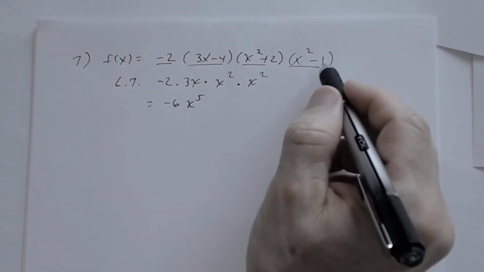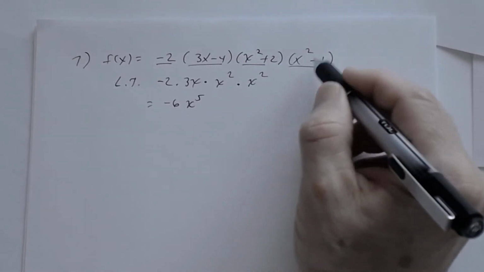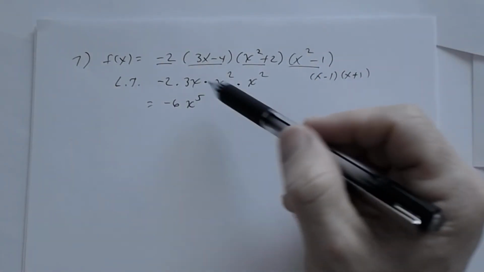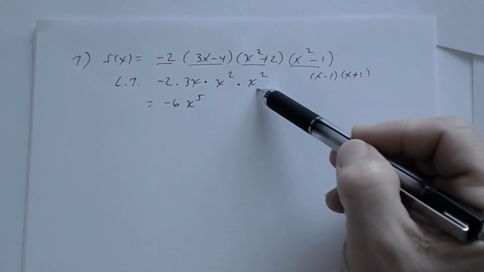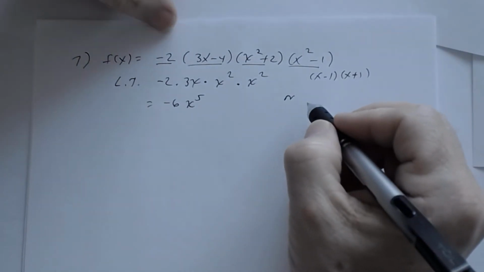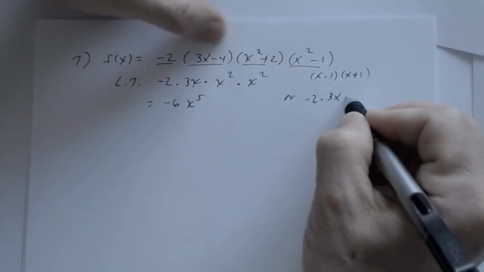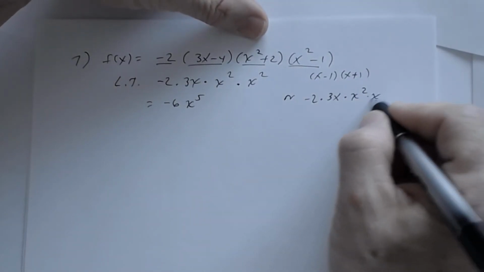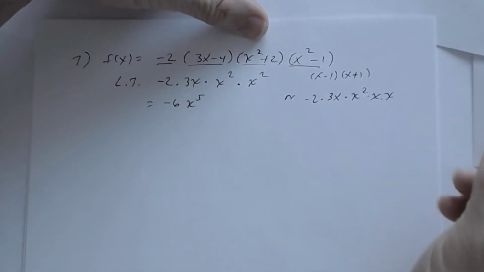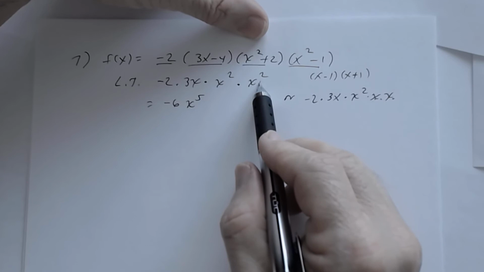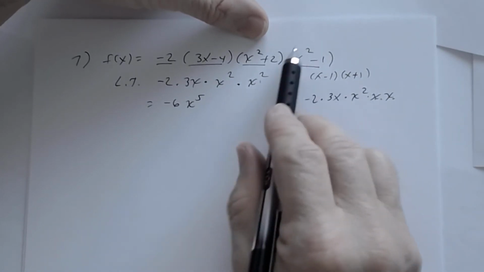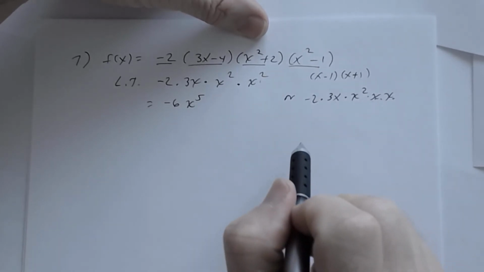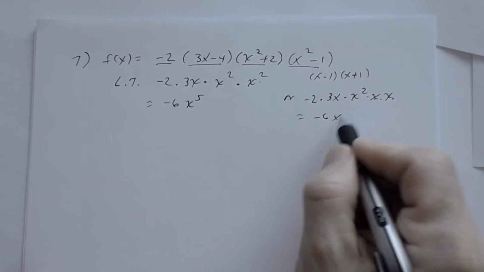Now, before I go on, I want to show you something. You see here, I could have factored this as x minus 1 times x plus 1. And so instead of listing 4 of these like this, you could have said negative 2 times 3x times x squared, and then what's the leading term over here? Times x. What's the leading term over here? x as well. But isn't x times x, x squared? So even though you can see you can factor it further, you don't have to. You just take the leading term that's there. So you get the same thing. You get negative 6x to the 5th.